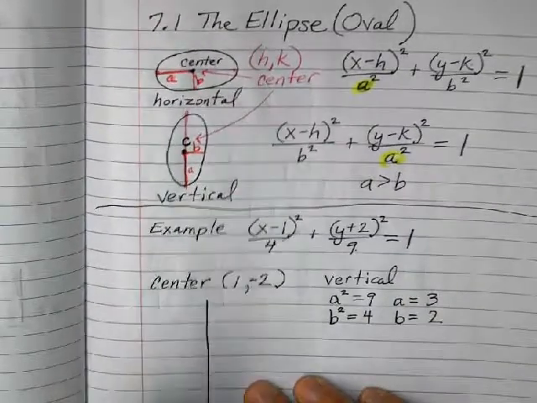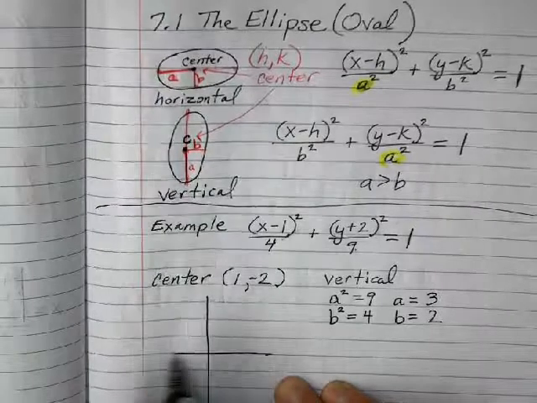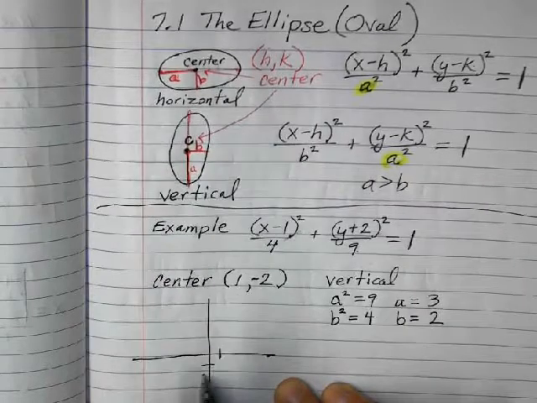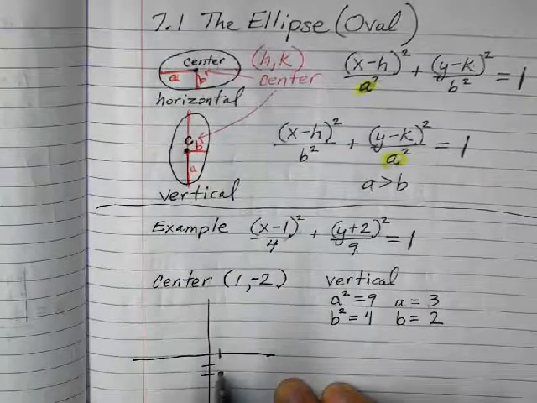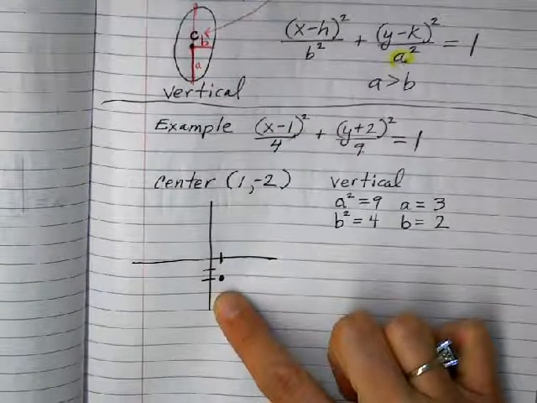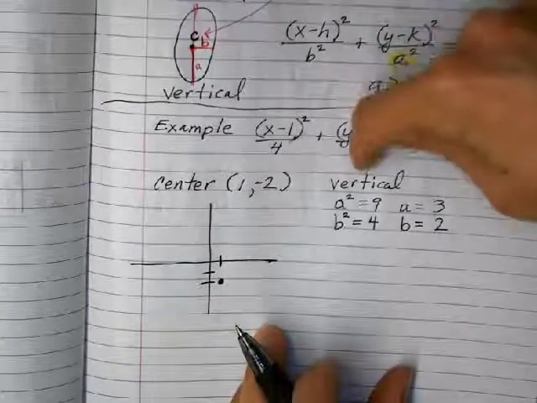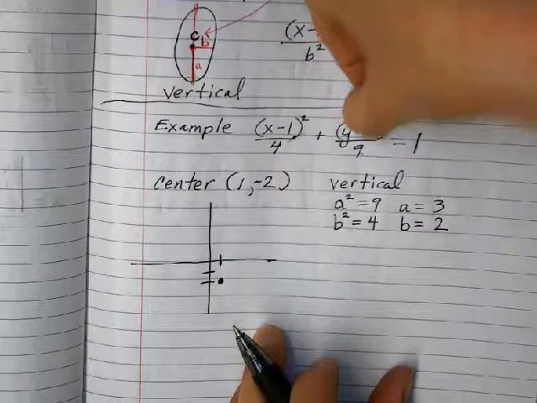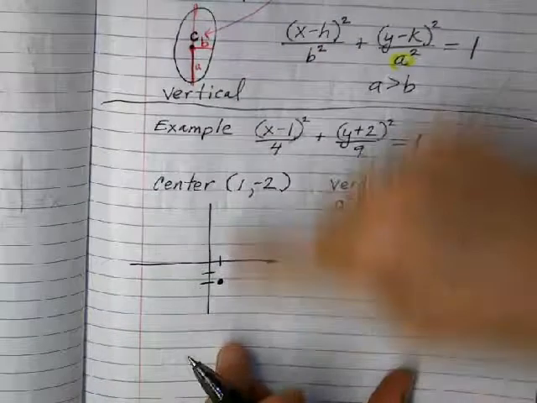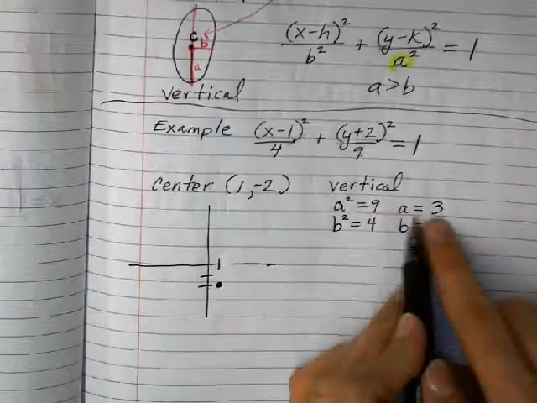Alright, so let's graph this thing. You told me the center was 1, negative 2. Okay, there's the center, 1, negative 2. Made a dot. Since the bigger number is under the y part, the second fraction, that means it's a more vertical ellipse, up and down, because y is up and down. So A is 3, we just said.